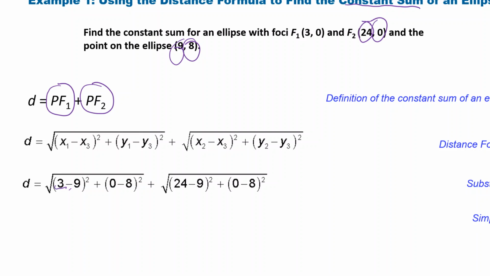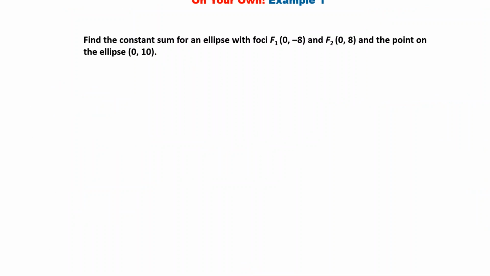Once I substitute and simplify that all out, I get the square root of 100 plus the square root of 289. The square root of 100 is 10, the square root of 289 is 17. Add those up, so my distance is 27. That's all we have to do, so we know that the constant sum is going to be 27. All right, so try this one on your own. Turn your video off and give it a try. Same exact thing.